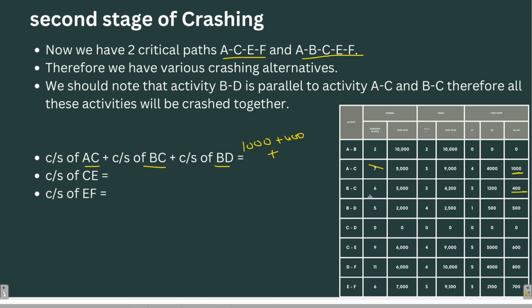And next is the cost slope of BD, it is 500 rupees per day. That means it is 1,900 rupees per day. So if you want to crash this combination, you have to pay a surplus of, I'm sorry, it is 1,900 rupees per day. Meanwhile, what is the cost slope of CE and EF?